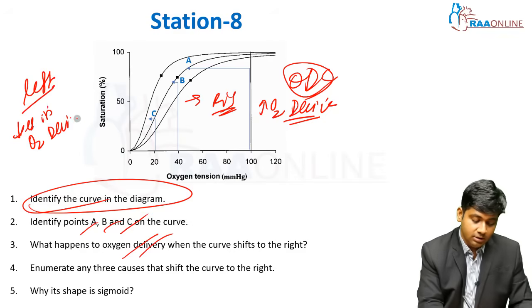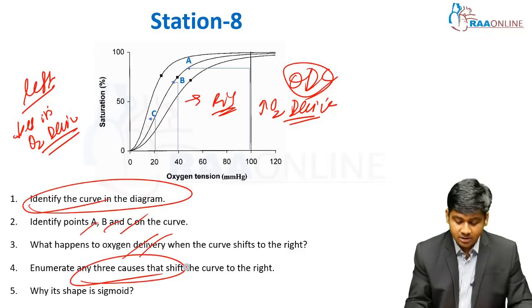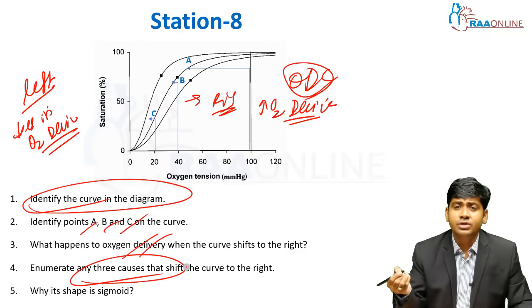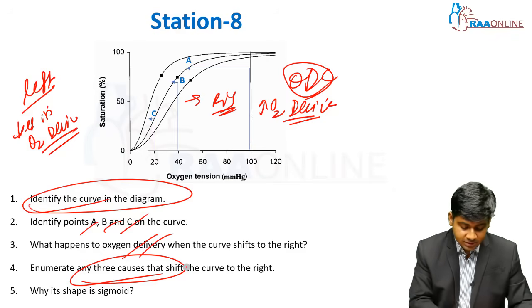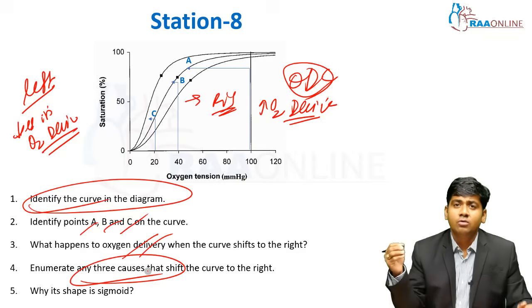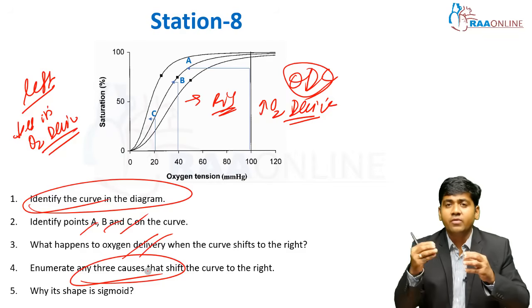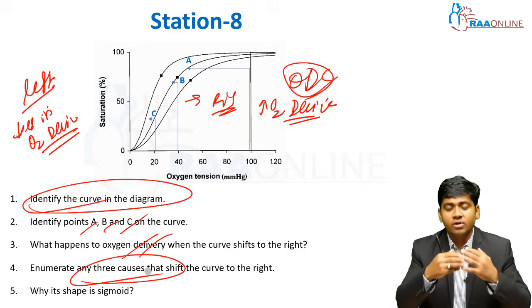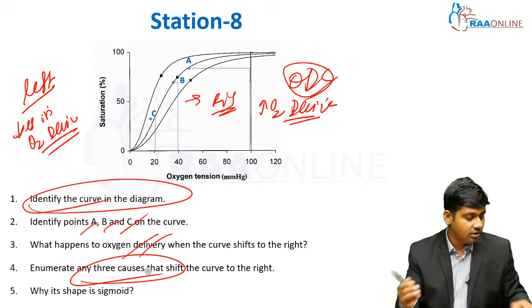Three causes towards the right: increase in CO2, decrease in pH and increase in PO2. What is the shape? Sigmoid. Why? Because the binding of one oxyhemoglobin will favor the binding of another oxyhemoglobin. So therefore, it is a normal phenomenon, and it is a sigmoidal structure.